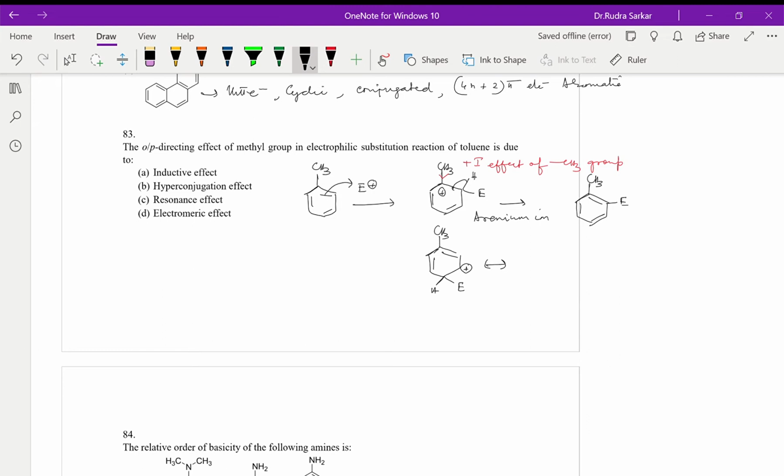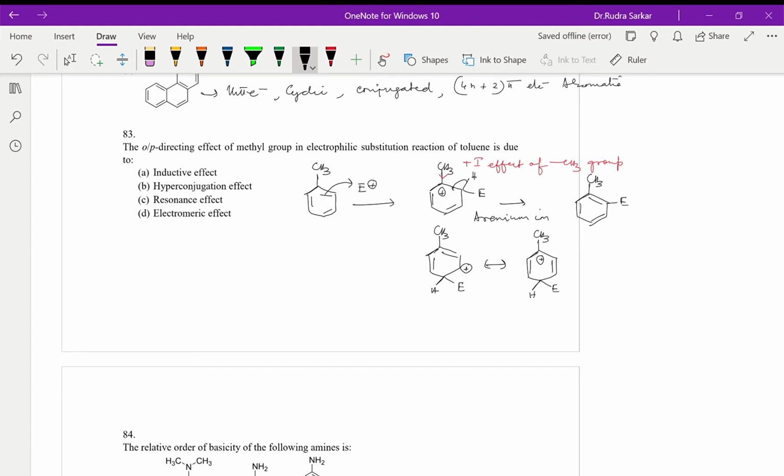Now if we do the resonance, then one can see that again the positive charge can be stabilized by the methyl group. So we can say that the ortho-para directing nature of the methyl group in the electrophilic substitution reaction of toluene is due to, both in the cases of ortho or para product, the inductive effect.